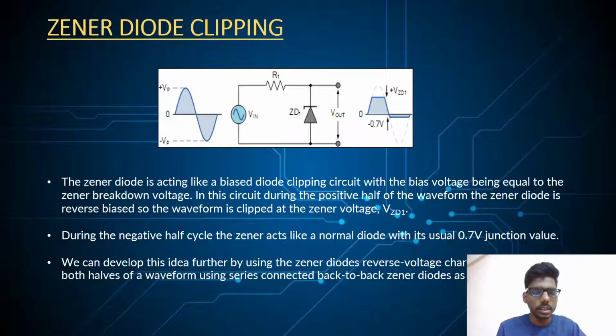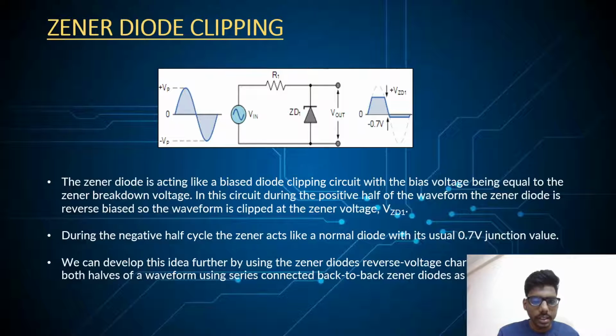So here comes the Zener diode clipping. The Zener diode acts like a basic diode clipping circuit, with the bias voltage being equal to the Zener breakdown voltage. In the circuit, during the positive half cycle of the waveform, the Zener diode is reverse biased, so the waveform is clipped at the Zener voltage.